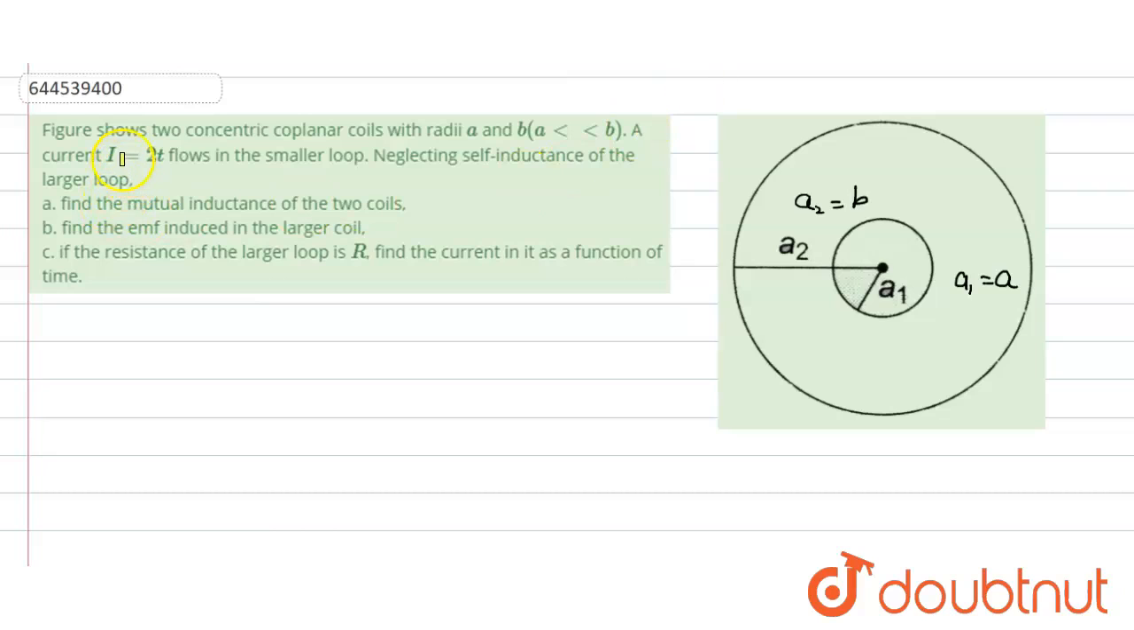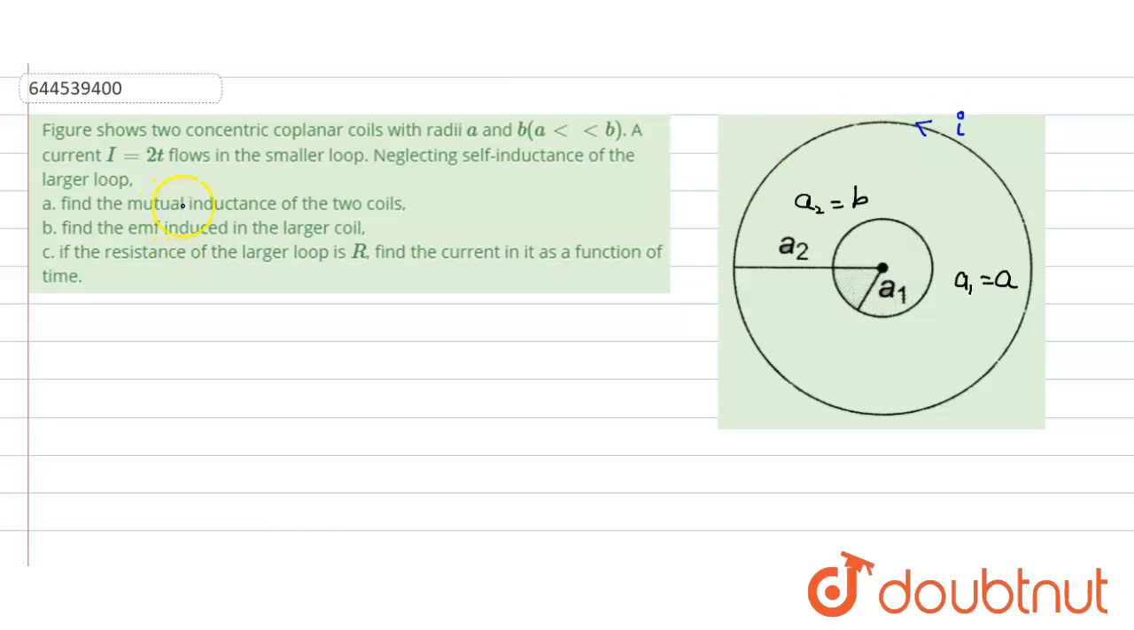Now there is a current I equal to 2t which is flowing through the smaller loop. We need to neglect the self-inductance of the larger loop and we need to find the mutual inductance of the two coils, the EMF induced in the larger coil, and also, if the resistance of the larger coil is R, the current as a function of time in this larger loop.